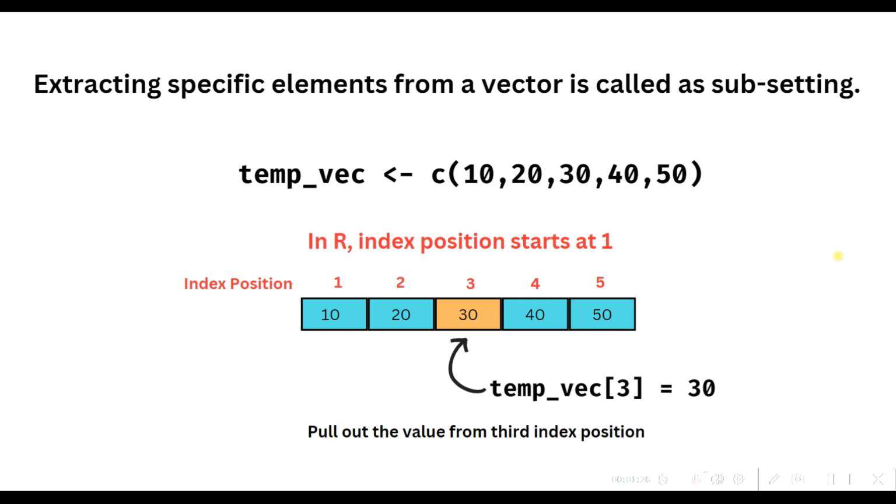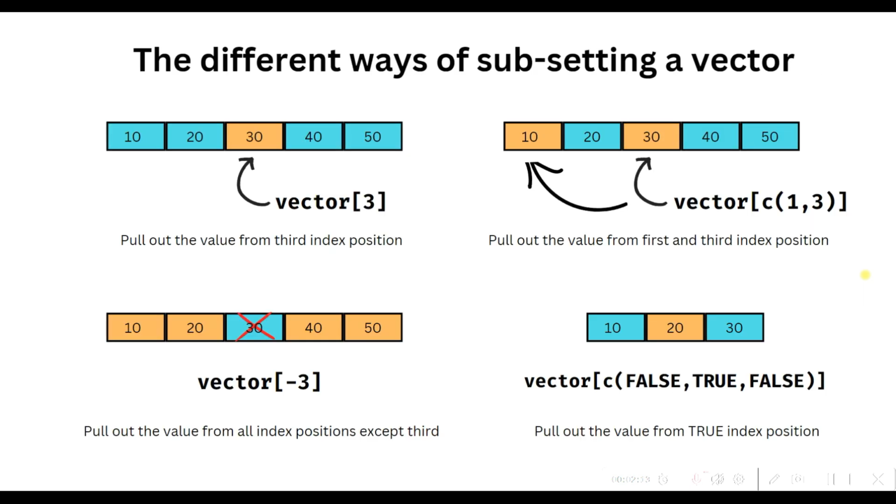A numeric vector called tempvec, we want to subset the third element from this vector. So going as per the notation, the name of the vector tempvec is followed by the square bracket, and inside the square bracket the index position is referred. There are different ways of subsetting a vector based on what you pass inside a square bracket.